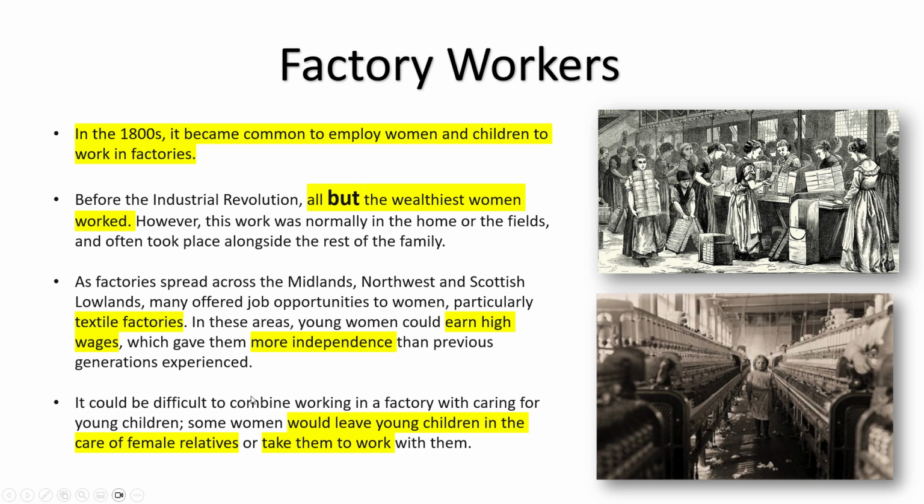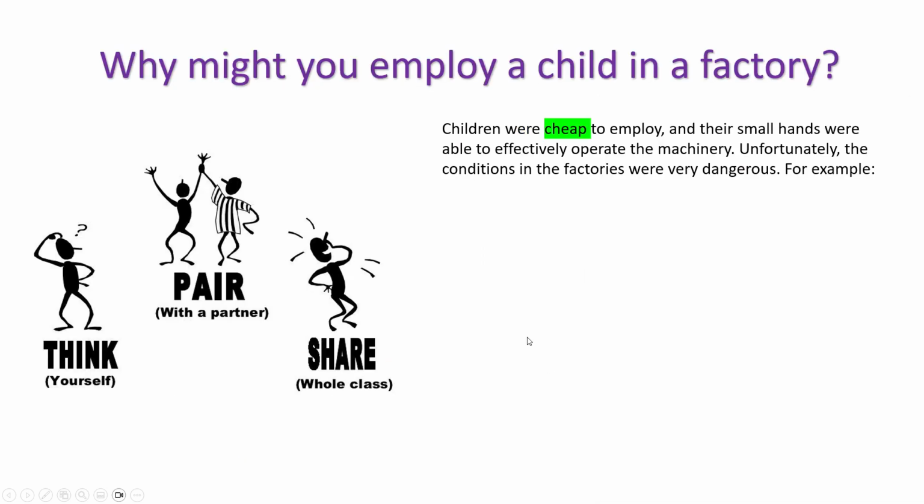But it's hard because obviously they will have young children, so they either have to leave them in the care of other female relatives or they take them to work, as we see. So why might you employ a child in a factory? So this is the chance for them to reflect and use their partner as a sounding board. Think, pair, share. What do you think?